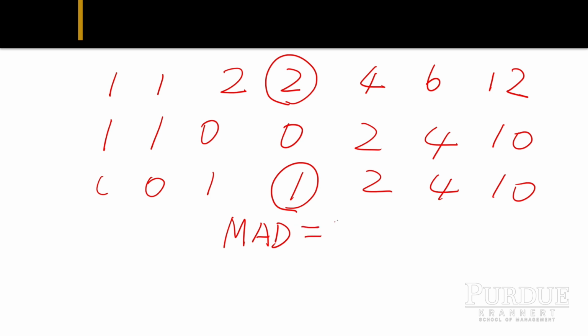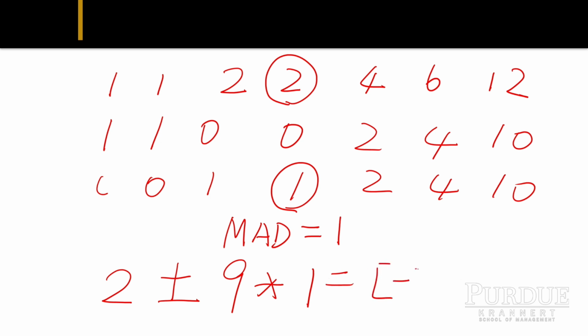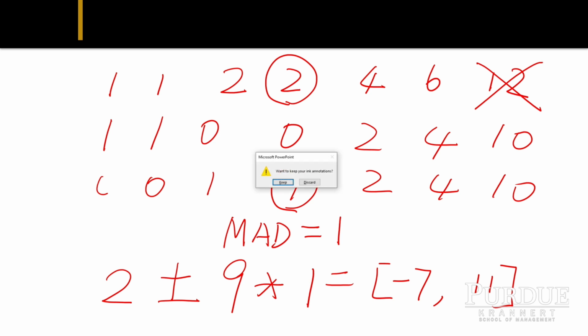So MAD equals 1. Then the MAD method treats the median plus minus n times MAD as the range of normal data. So that will be 2 plus minus 9 times MAD, which is 1. Then the range will be -7 to 11. Any data outside this range will be treated as an outlier. So in our original data set, you can see 12 is an outlier. By the MAD method, 12 will be removed for the remaining analysis.